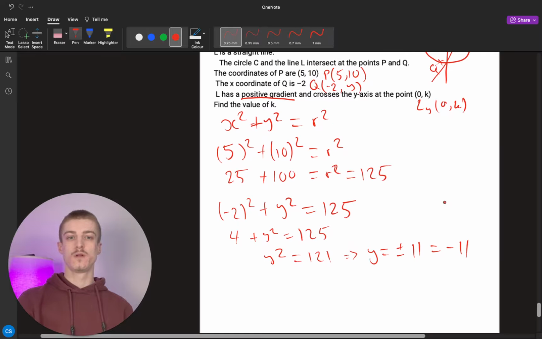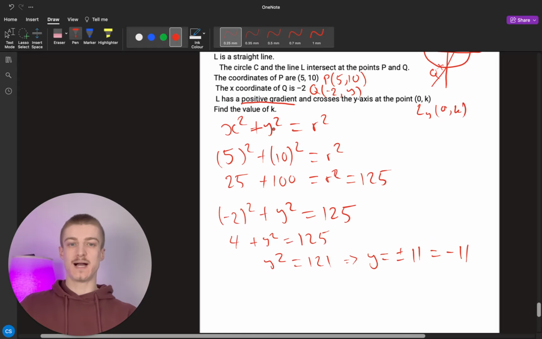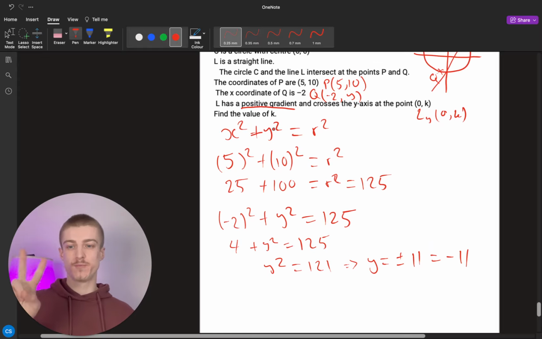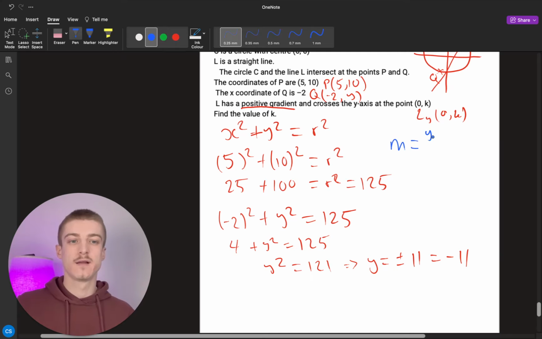Okay. We need to find the value of k, and L crosses the y-axis at the point (0, k). Let's plug in x equals 0. So y equals, well, 0 minus 5. So y is minus 5, which is k. So k is minus 5. Okay. There we go, that's the end.